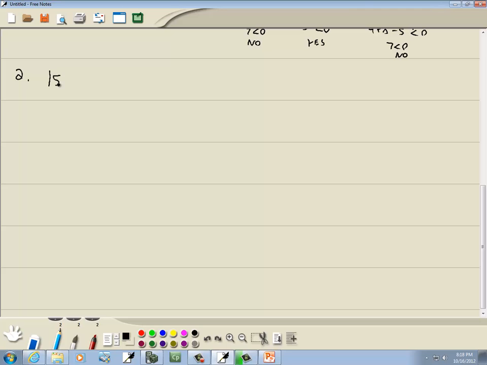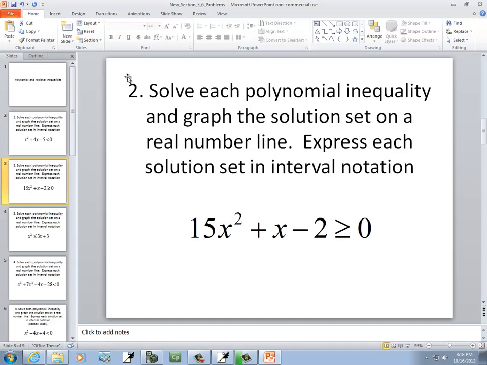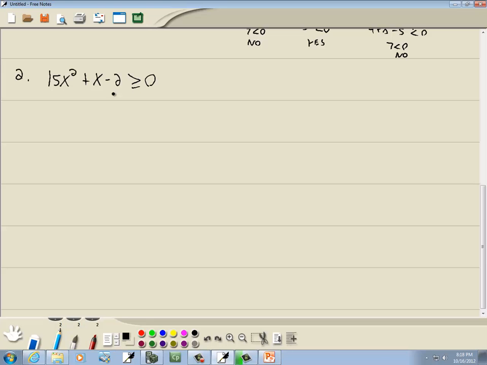Let's see, 15x squared plus x minus 2 is greater than or equal to 0. Okay. Get everything over on the left side, 0 on the right side. That's done. Then we want to factor the left side. Then it factors as 5x plus 2 times 3x minus 1. 15x squared minus 5x plus 6x minus 2. Okay, it factors that way.